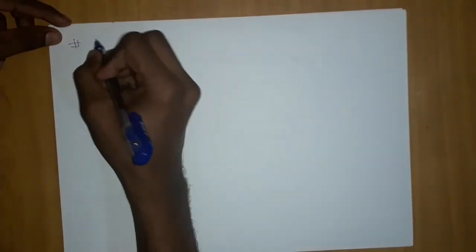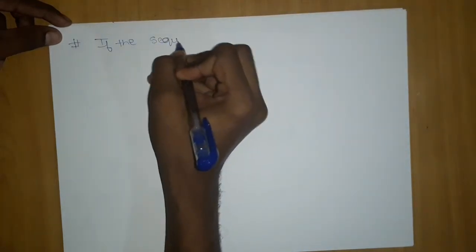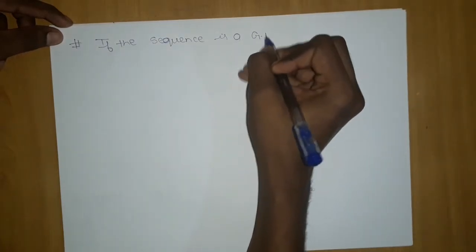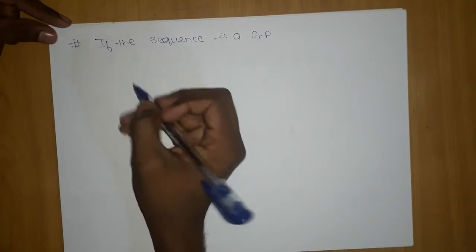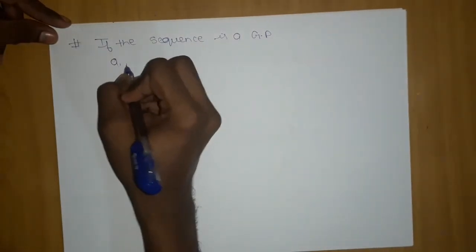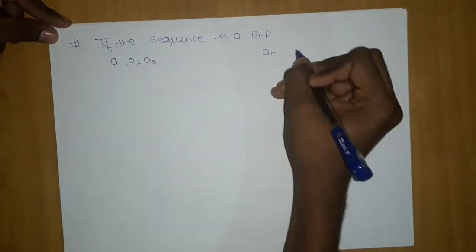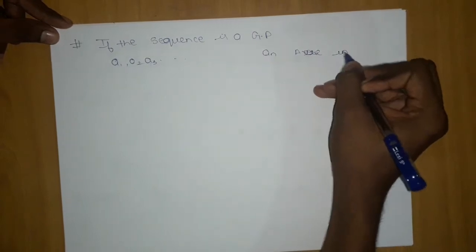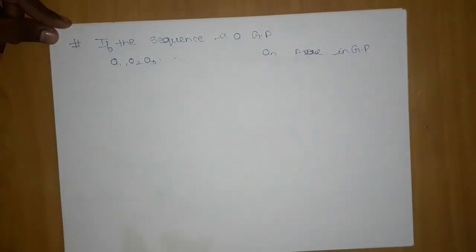Okay, if the sequence is a GP, then what special thing will happen? That is our curiosity. Now if I tell you A1, A2, A3, till AN are in GP, then it will be a lot easier for you to find the GM.